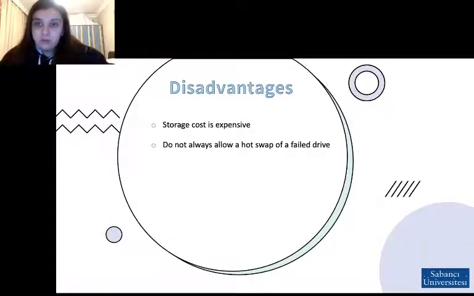allow a hot swap of a failed drive. That means that a failed drive can only be replaced after powering down the computer it is attached to. For servers that are used simultaneously by many people, this may not be acceptable. Such systems typically use hardware controllers that do support hot swapping.